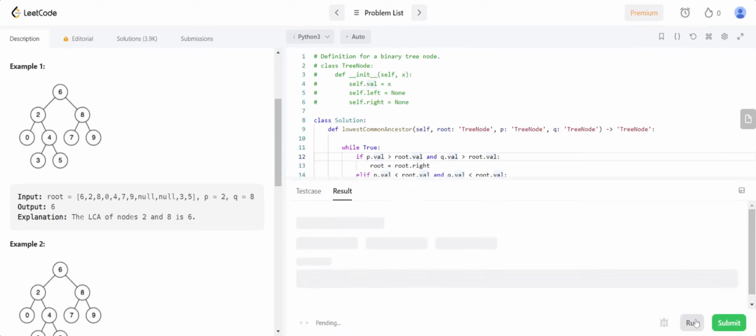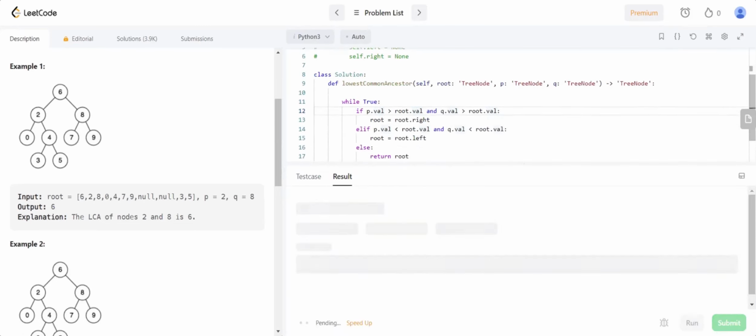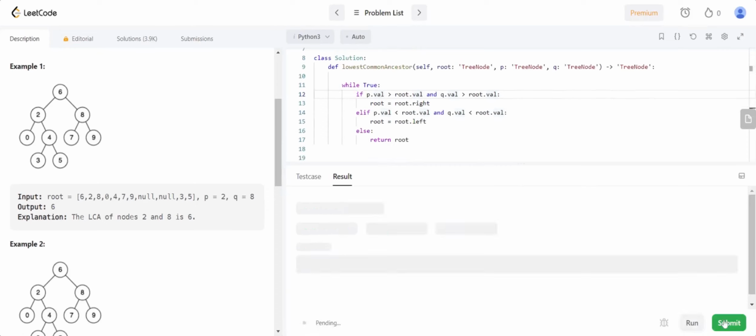So let's just run the code. Yeah, and let's submit it.